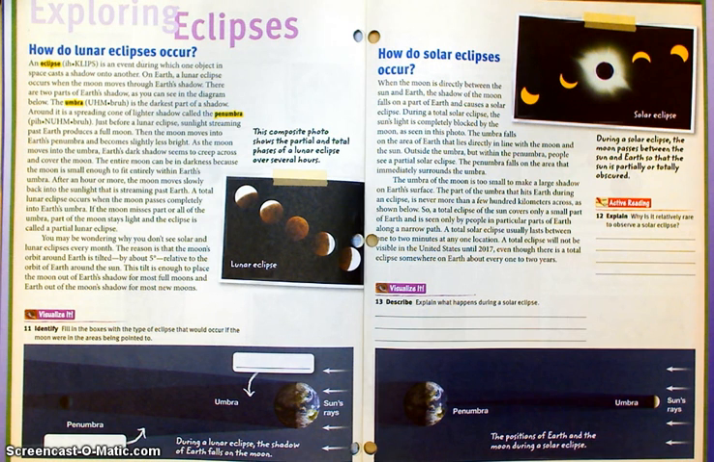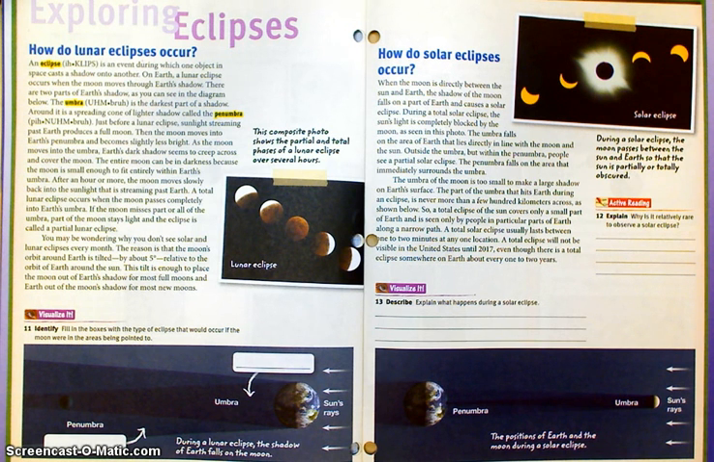Just before a lunar eclipse, sunlight streaming past Earth produces a full moon. Then the moon moves into Earth's penumbra and becomes slightly less bright. As the moon moves into the umbra, Earth's dark shadow seems to creep across and cover the moon. The entire moon can be in darkness because the moon is small enough to fit entirely within Earth's umbra. After an hour or more, the moon moves slowly back into the sunlight that is streaming past Earth.